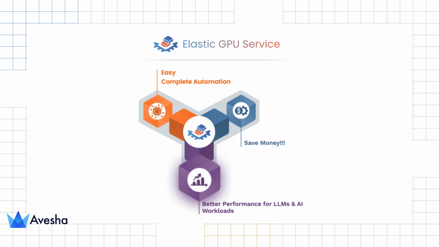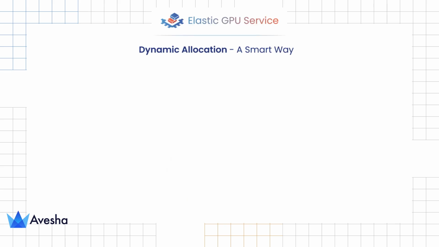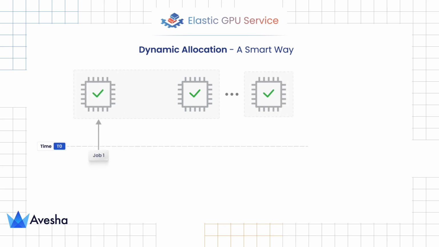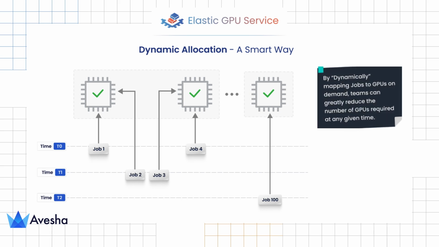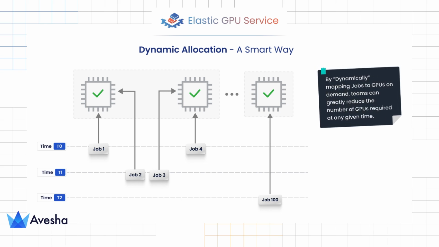Let's look at the problem a little more closely. You've got these powerful GPUs sitting there, but they're not always being used efficiently. In this dynamic GPU allocation model as shown here, EGS acts as an intelligent resource manager. It seamlessly allocates GPUs to jobs as they come in, so you don't have GPUs just sitting idle, waiting around. Instead of having dedicated GPUs for specific models or tasks, EGS creates a pool of resources that can be shared and allocated on demand.